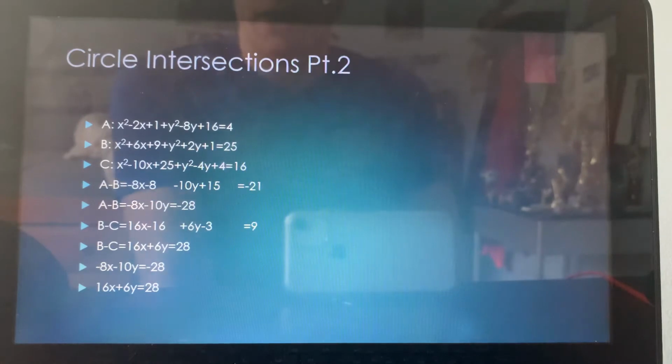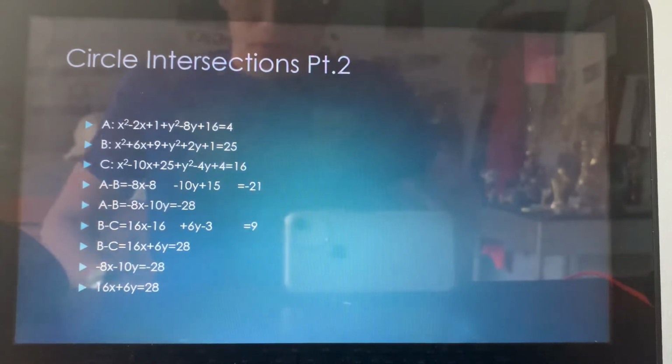So B minus C: x² minus x² is 0. 6x minus -10x is 6 plus 10, which is 16x. 9 minus 25 is -16. y² minus y² is 0. 2 minus -4 is 2 plus 4, which is 6y. 1 minus 4 is -3. And 25 minus 16 is 9.